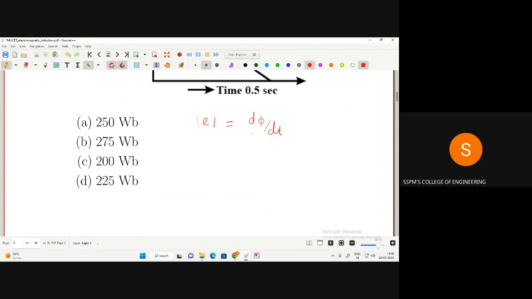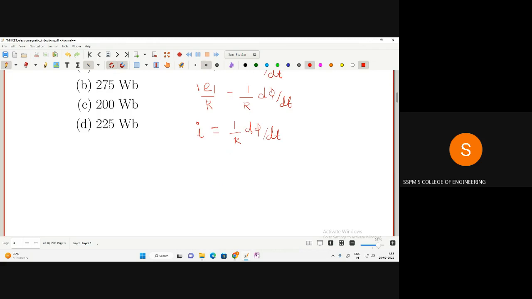Now the current is given, so divide both sides by R. We get EMF divided by R is equal to 1 upon R d phi by dt, where EMF divided by R is the current. So the current I is equal to 1 upon R d phi by dt. Now rearrange the terms to get the change of flux. The change of flux is equal to R into I into dt.